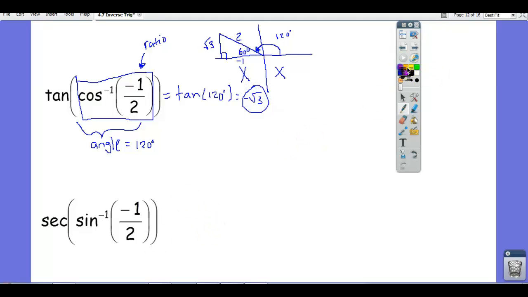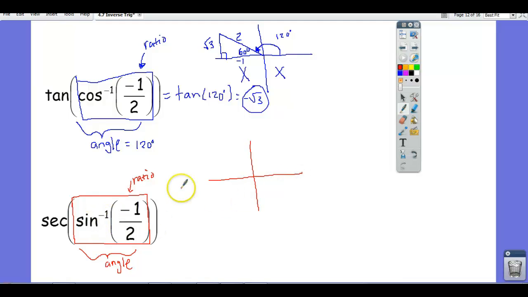Let's try another one. Sine inverse of -1/2. Again, I have a ratio, and my whole output is therefore going to be an angle. And so I'm doing sine inverse of -1/2. Well, the restricted quadrants for sine are those two, and sine is negative in this quadrant. And since it's a negative ratio, that's why I need to draw my triangle. And the sine needs to be -1/2.